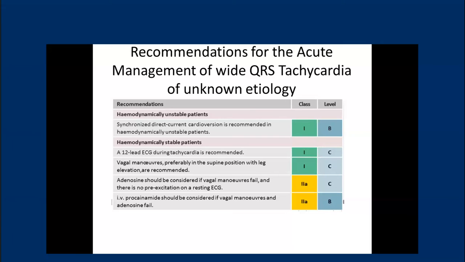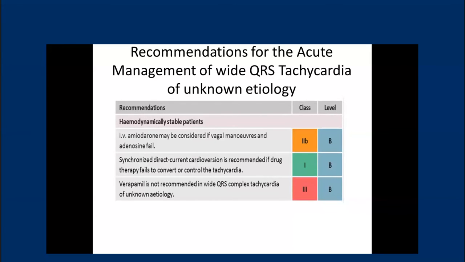If we know that patients have pre-excitation, then IV procainamide is an option because it can slow conduction both in the accessory pathway as well as the AV node. IV amiodarone can be considered, particularly if, as I said, the etiology is not known, and there is no history of pre-excitation.